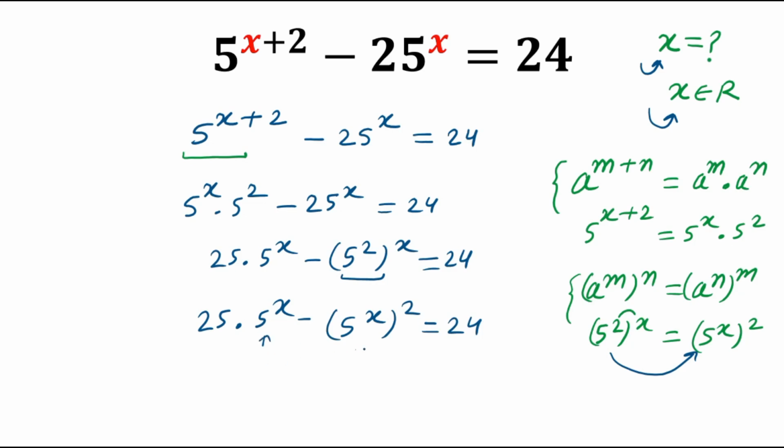Now here 5 power x and here 5 power x, so if we apply substitution and substitute 5 power x equals to m, then this expression is 25m minus m square, and this is equals to 24.